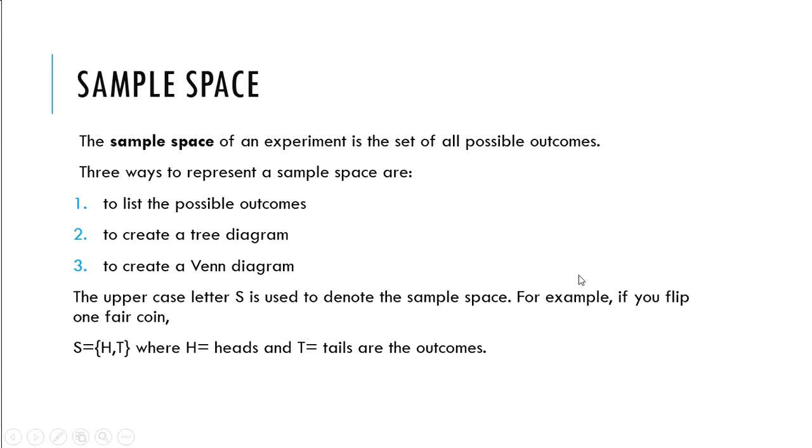The sample space of an experiment is the set of all possible outcomes. There's 3 ways to represent a sample space. It's to list the possible outcomes, to create a tree diagram, or to create a Venn diagram. The uppercase letter S is used to denote the sample space. For example, if you flip a coin, your sample space is S equals H and T, where H is heads and T is tails, and that's the outcomes.